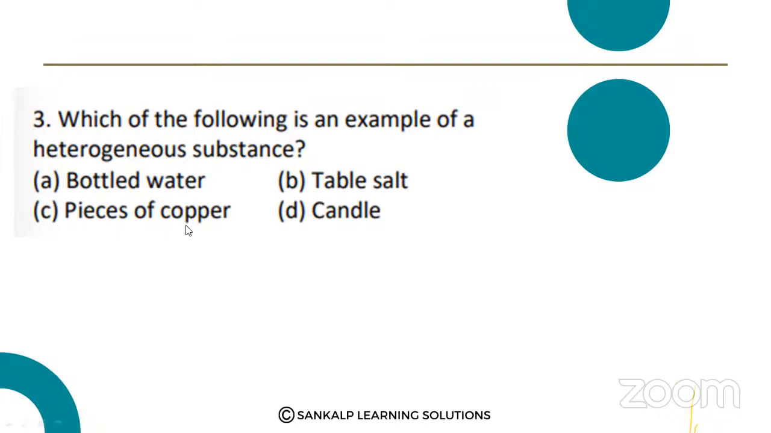Pieces of copper, Cu, right? So it is a complete form of copper. So Cu. This is also homogeneous. Candle. What do you mean by candle? Candle consists of different chemical composition, okay, wax and so on. So the example of a heterogeneous substance is candle.